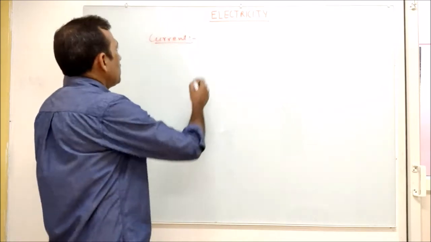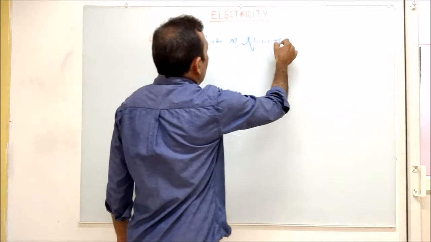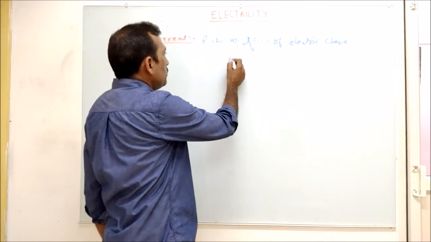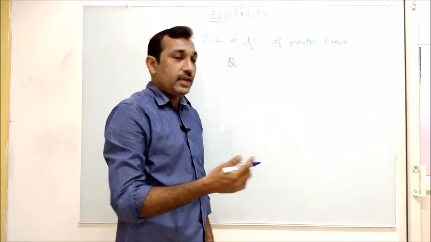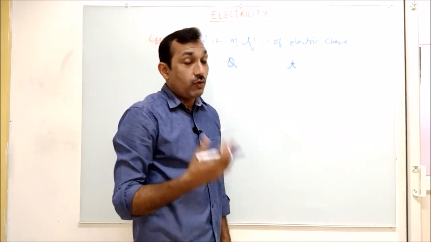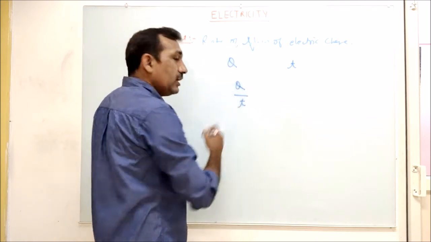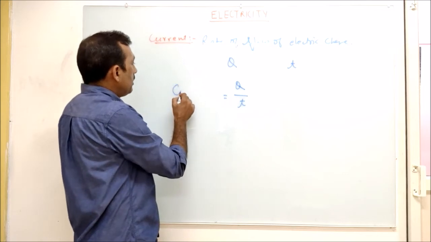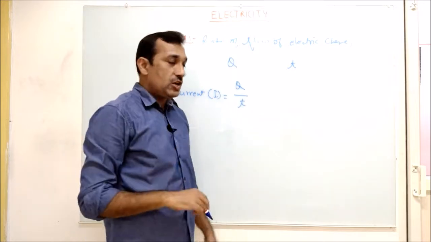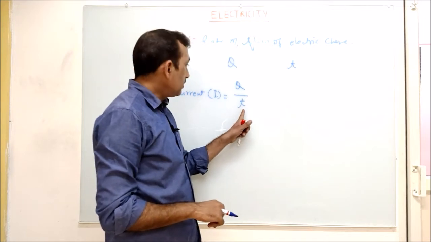Let's write. What is electric current? Rate of flow of electric charge. Suppose charge Q coulomb is flowing in t seconds. In that case, what will be the rate of flow of charge? It is going to be Q divided by t, and that is what we will call electric current. So whenever I am writing current, that means electric current. Electric current is denoted by I, capital I, charge is by Q, and time is small t.